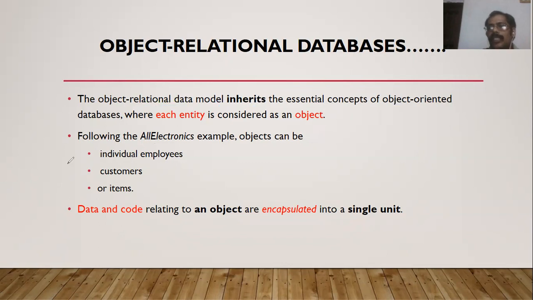When we consider the all electronics example, some objects are individual employees, customers, or items. In this object relational data model, the data and the code relating to an object are encapsulated into a single unit.